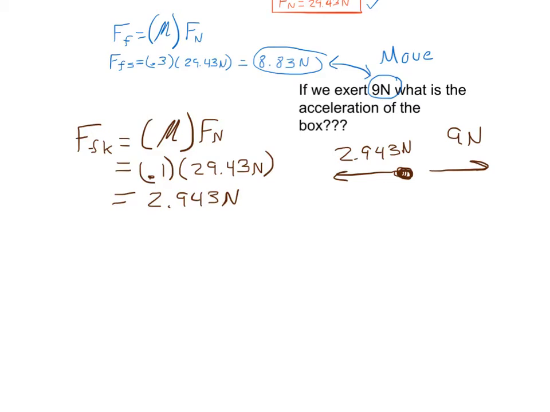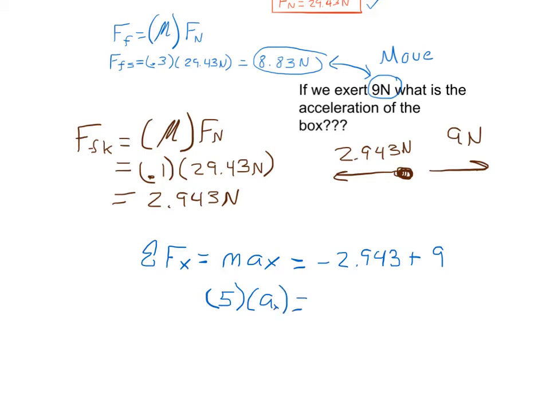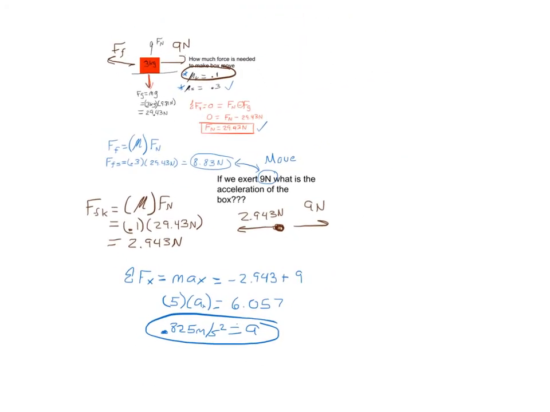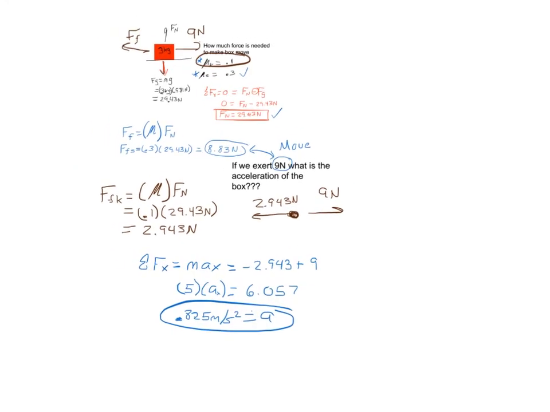the net force in the x is going to equal mass times acceleration in the x. And that's going to equal our two forces, which is negative 2.943 plus 9. Those are our newtons. The mass of our box is 3, so 3 times the acceleration in the x is going to equal 6.057. So we divide both sides by 3, and we get 2.019 meters per second squared as our acceleration. So if we exert 9 newtons, our box will accelerate at that rate.